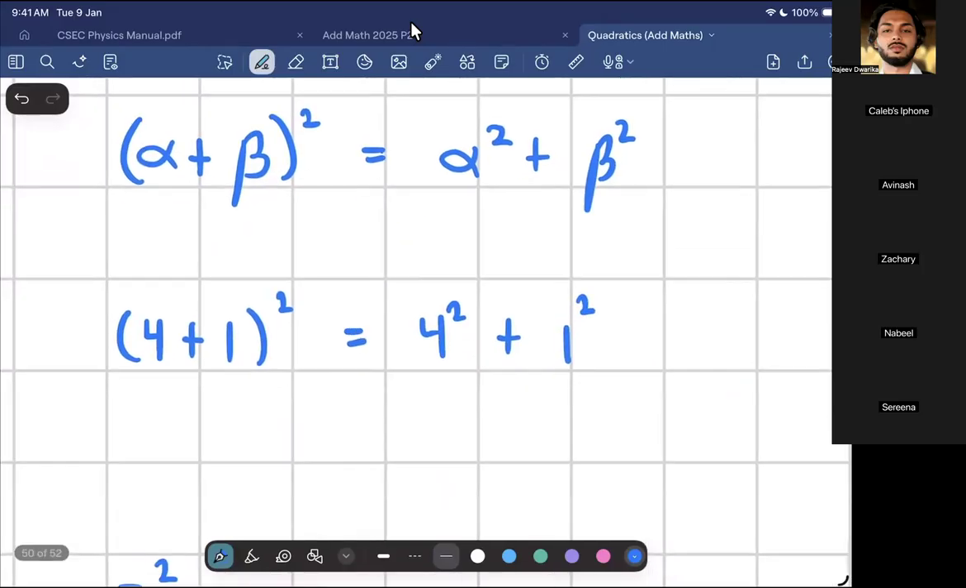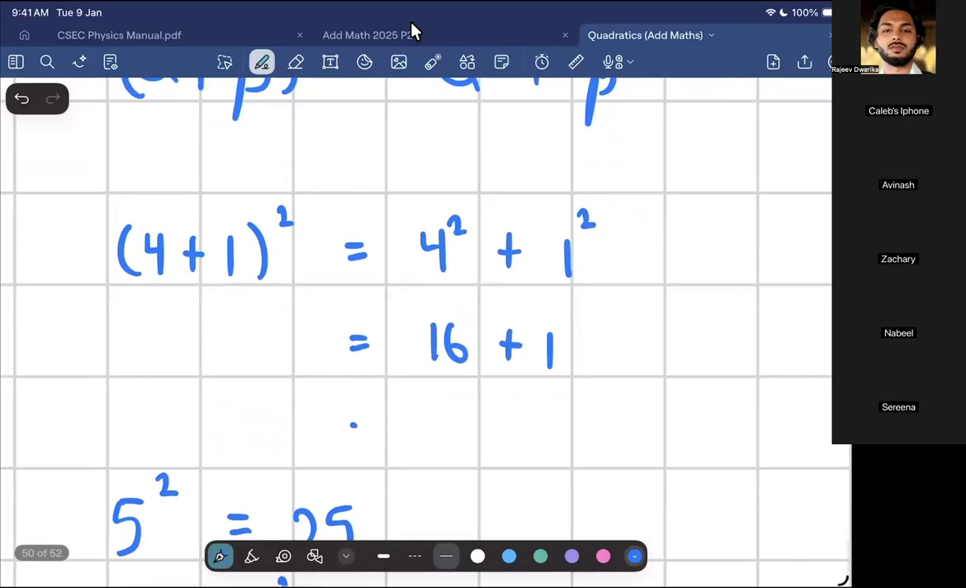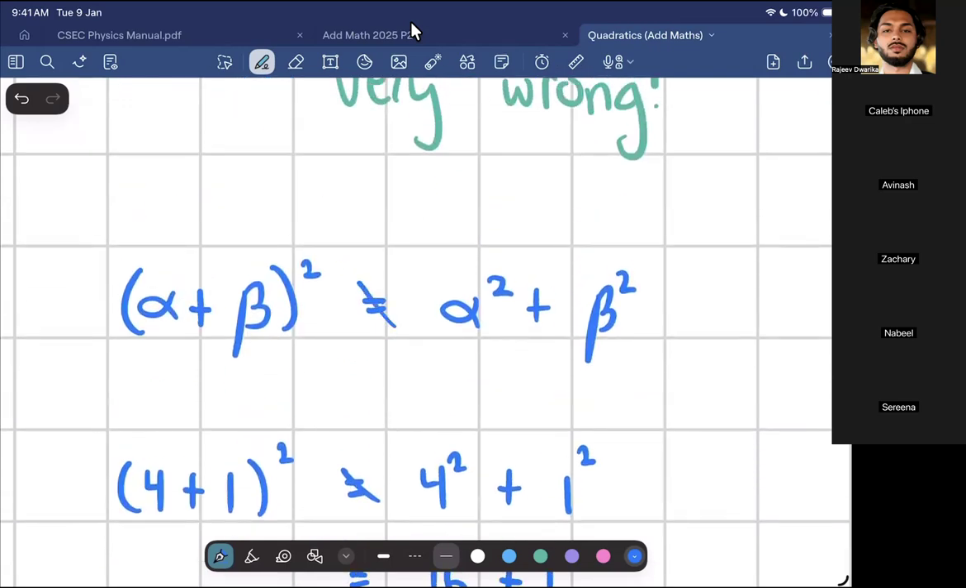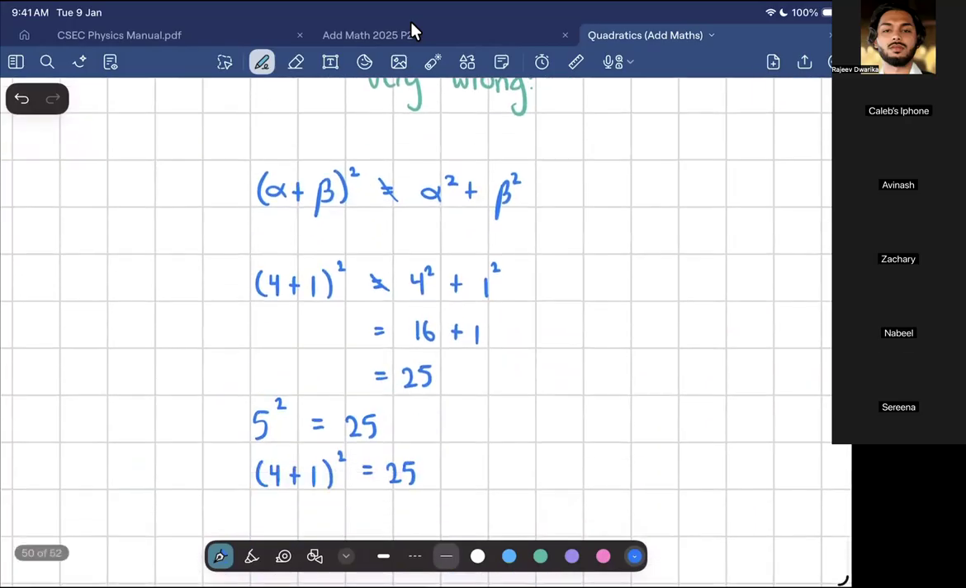Right. What is 4 squared? 4 squared will be 16. 1 squared is? 1. Is that equal to 25, which is the correct answer? No. So you understand that 4 plus 1 squared cannot be equal to 4 squared plus 1 squared. And you understand that alpha plus beta squared cannot be equal to alpha squared plus beta squared. That's what I was trying to show you.